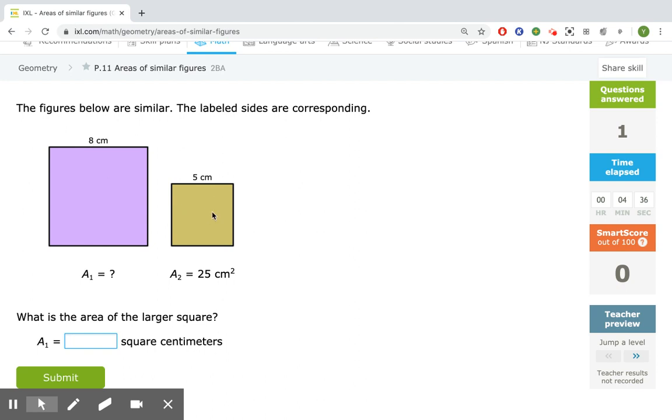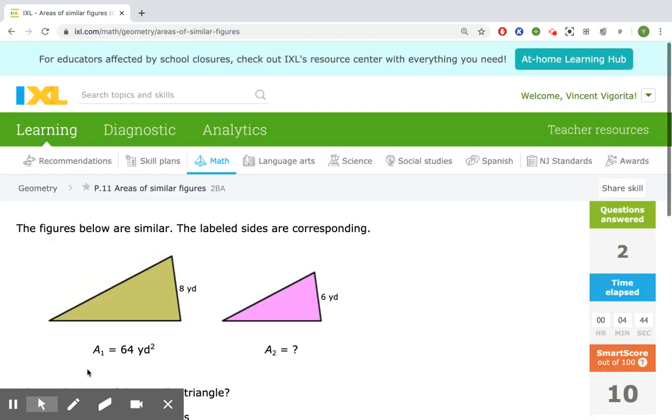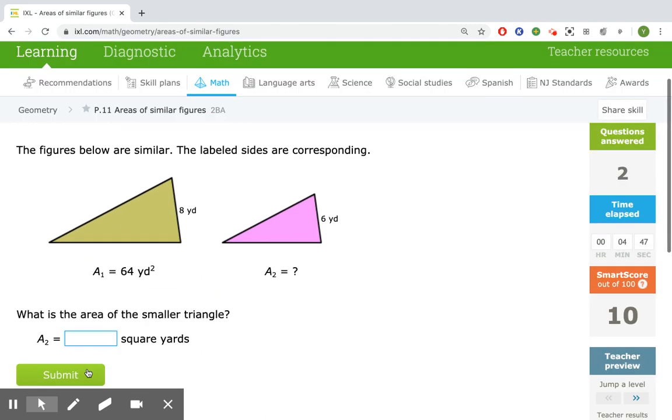You didn't need to know anything about this smaller square. You just need to know that in the area formula. So 8 times 8 is 64. Okay? You got to pay attention. See if you can find a shortcut.